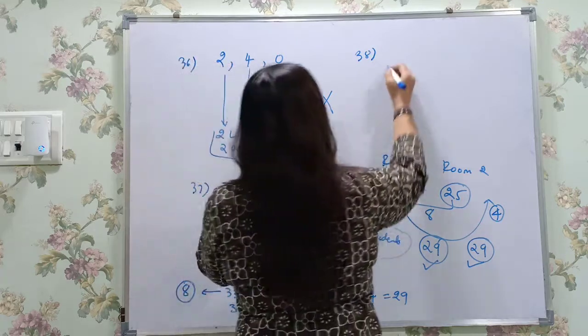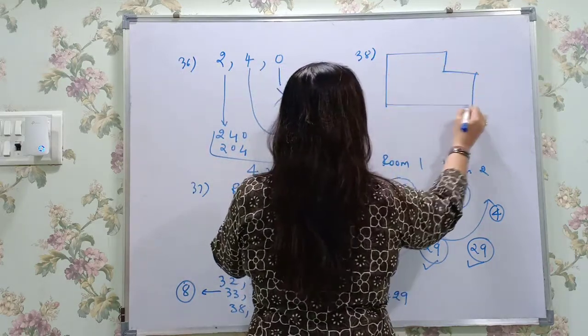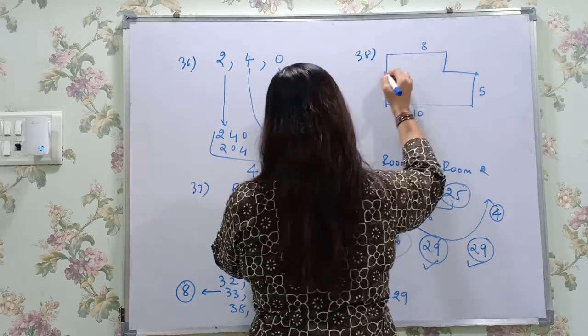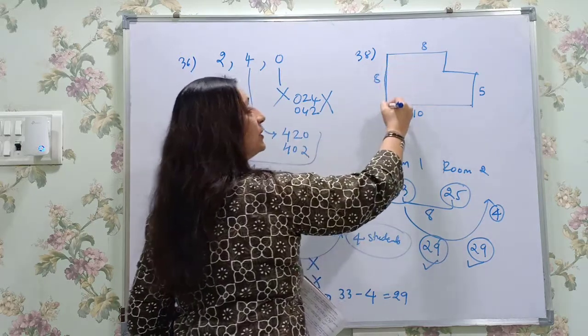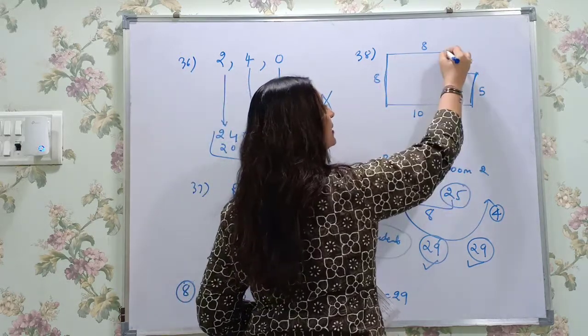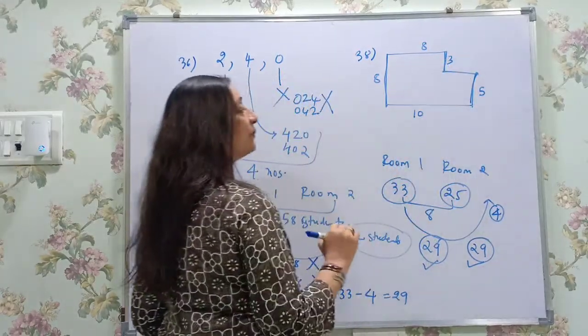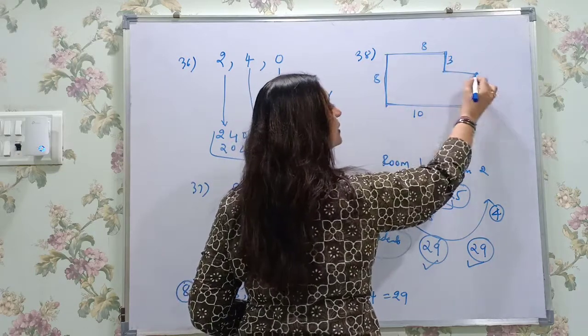What is the perimeter of the given figure? This is 10, 5, 8. Okay. Now this is 8. So the sum of this and this should be 8, right? So this is 5, so this becomes 3. Now this is 10. So the sum of this and this should be 10.